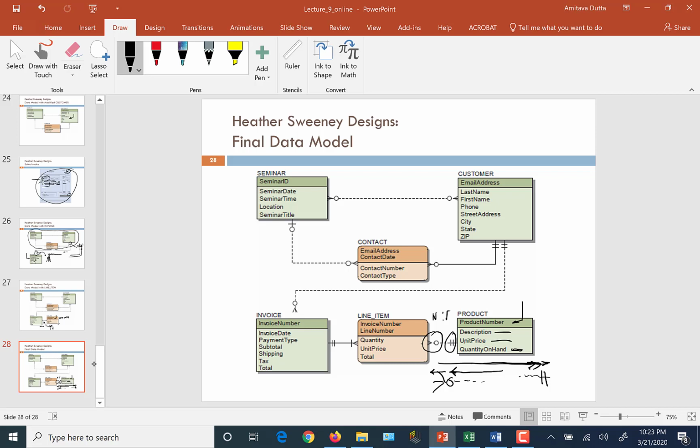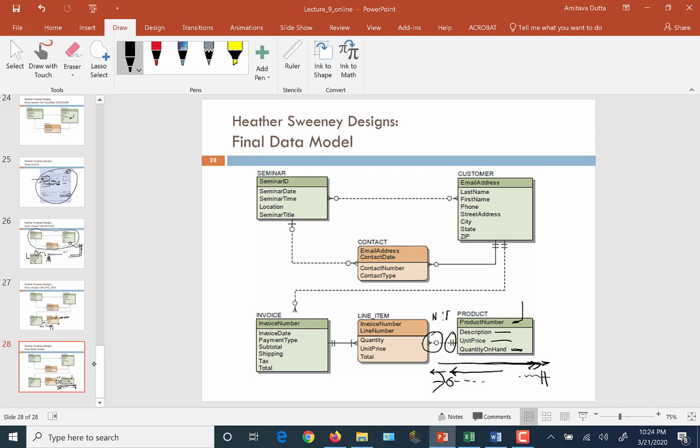Now, the more information that you get about Heather Sweeney's business, the more you can refine this diagram. But I hope this exercise has given you a sense of how you go about building an ER model, a conceptual data model from the information requirements of an application. Okay, so you have to know something about the business. You have to look at what kinds of information, reports and forms, all those things are used within the application, and from that you would design the conceptual model.